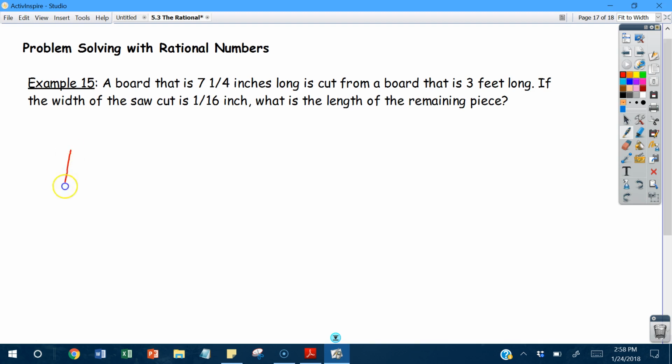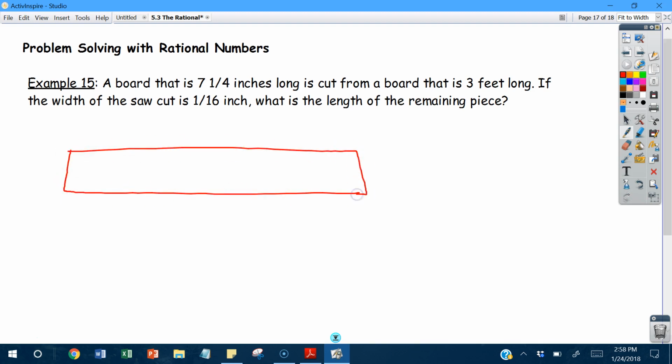It's extremely practical. We've got a board. Here's my board, and it's going to be 3 feet long. There's my little tick mark for feet. And this says that the board is cut, that's 7.5 inches long, cut from this whole board, and so maybe it's cut right here. And this piece is, I'm sorry, I said it wrong, 7.25 inches. I'm trying to make an inches part. And this tells us also that the width of the saw that cut it is 1/16 of an inch. So the idea is that the saw is cutting it and is also just shredding some wood as it cuts. So this is 1/16 of an inch right here.